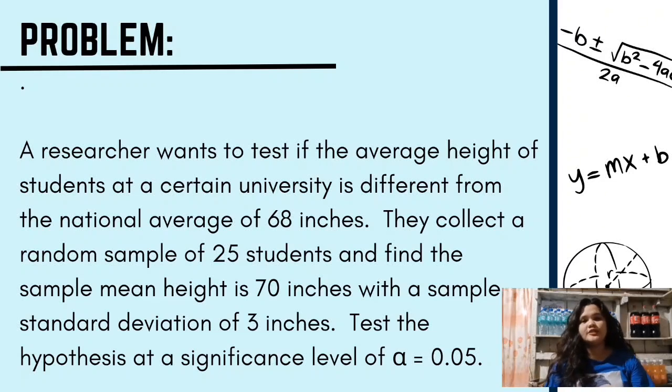A researcher wants to test if the average height of the students at a certain university is different from the national average of 68 inches. They collect a random sample of 25 students and find the sample mean height is 70 inches with a sample standard deviation of 3 inches. Test the hypothesis at a significance level of alpha equals 0.05.